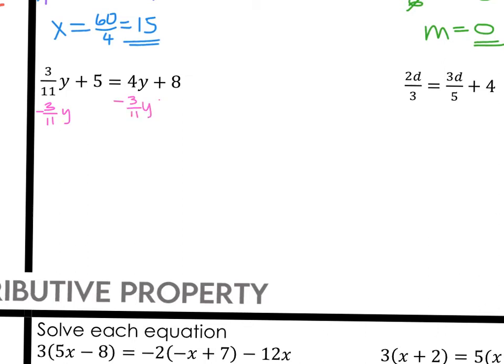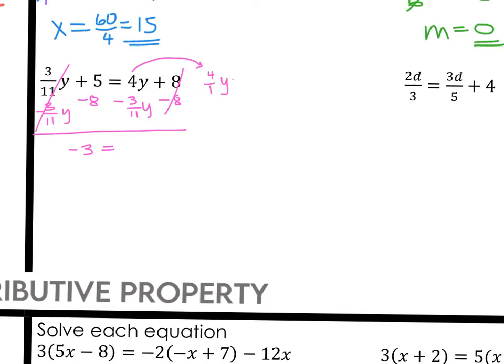We can also move the 8 over to get the numbers on one side and the variables on the other. On the left, 5 minus 8 would give us negative 3. On the right, we've got to do a little bit of detective work to figure out our coefficient. I'm going to take that integer of 4 and write it as 4 over 1.